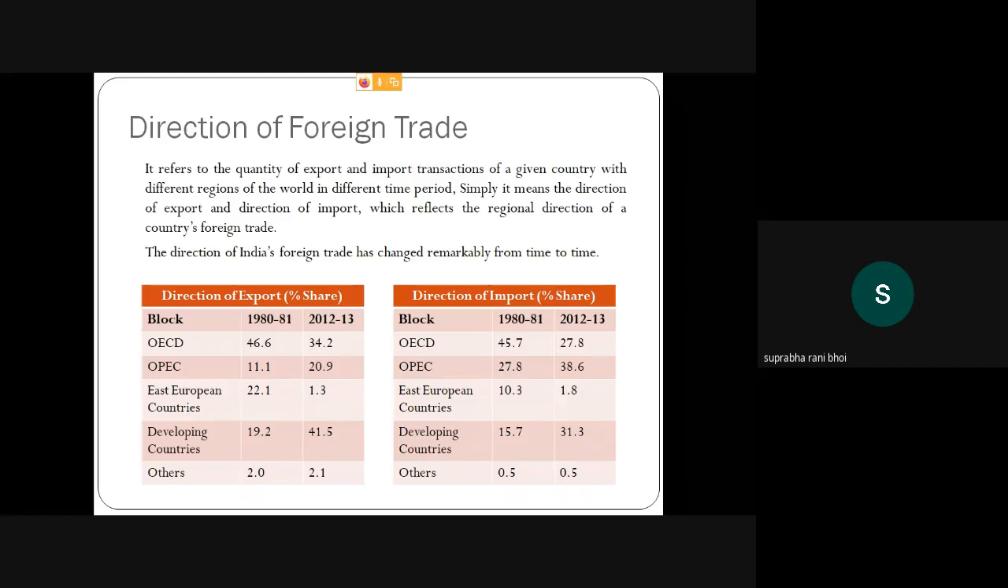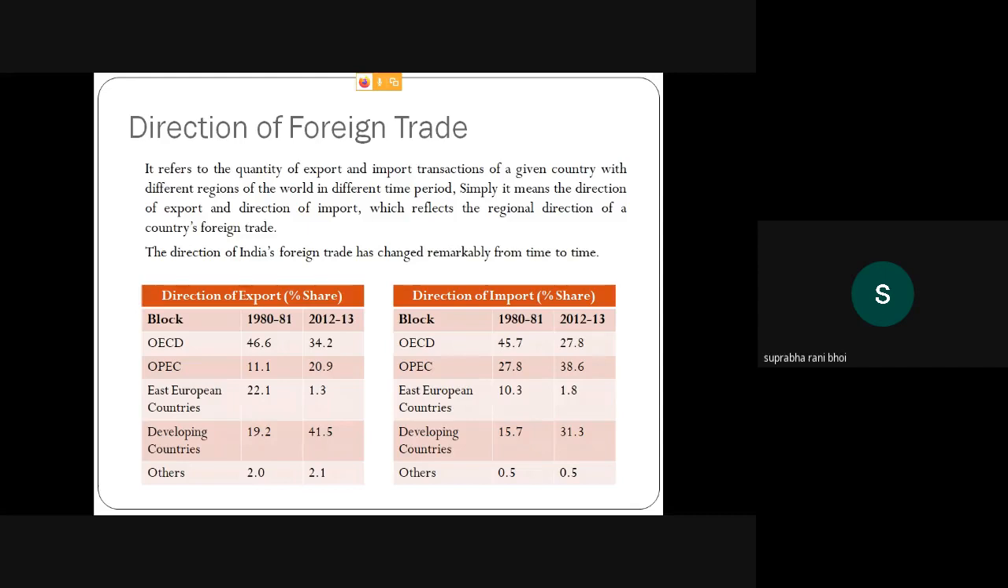We export around 11.1% of our products to these countries, which has now increased to 20.9%, because a number of new countries like UAE, another important trading partner of our country, are purchasing huge amounts of goods and services from our country. The next group is East European countries like Russia, Romania, Bulgaria. With them, our export has reduced from 22.1% to 1.3%.